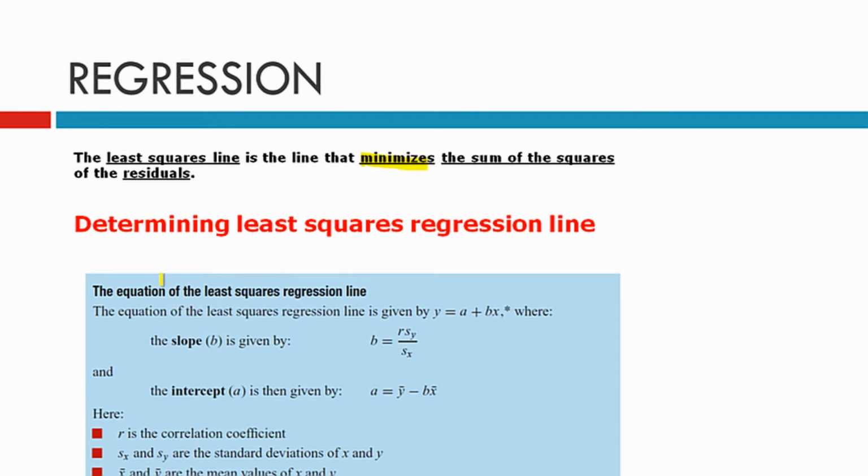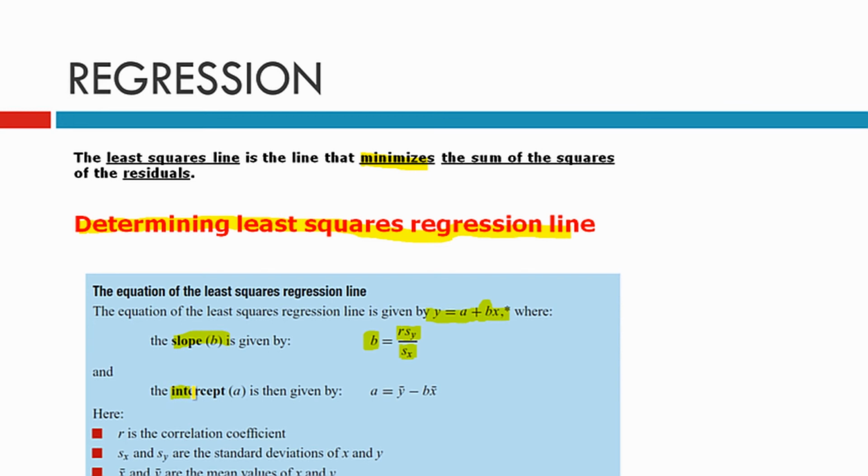Now there is a formula to work out the equation of this least squares regression line, and the formula is given by y equals a plus bx. Now b is the slope, so in other words the gradient of the line, and what we need is r. Well, we already know what r is, that's the correlation coefficient. Sy, which is the standard deviation for the y, and Sx, which is the standard deviation for the x. So remember, it's a point, you have x and y.